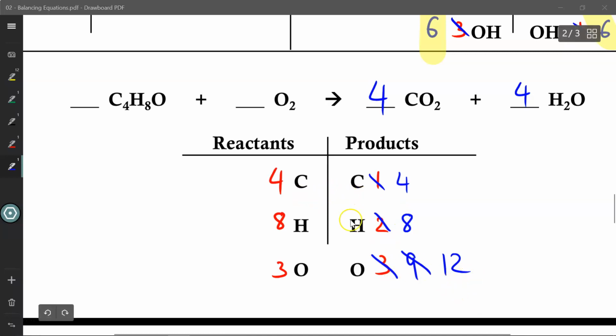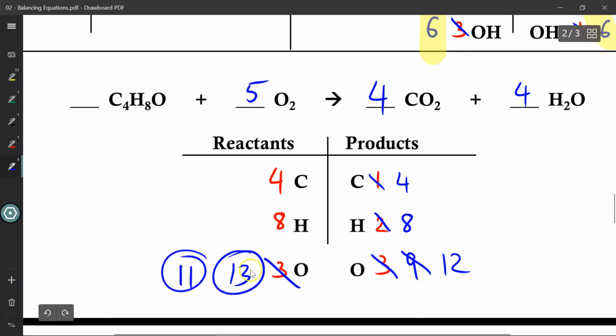Now my carbons are balanced. My hydrogens are balanced. I just need to balance the oxygens. But there's a problem. I need to have 12 oxygens. So if I put a 6 over here, I now have 12, but don't forget this guy, I actually have 13 oxygens. So that's no good. Let's go 1 below this, make it a 5. So that makes 10 oxygens here, plus 1 equals 11.